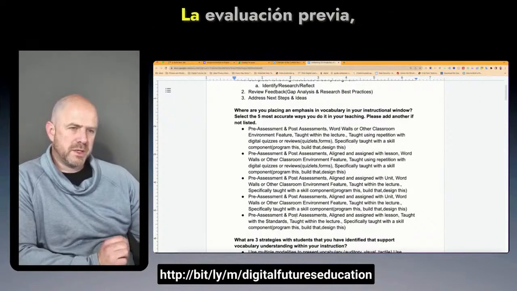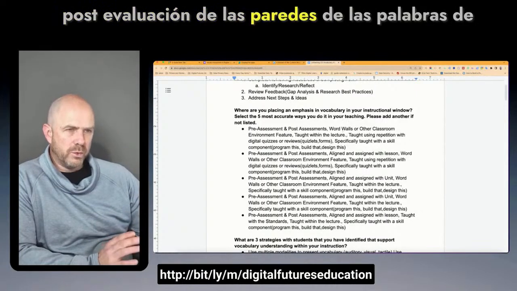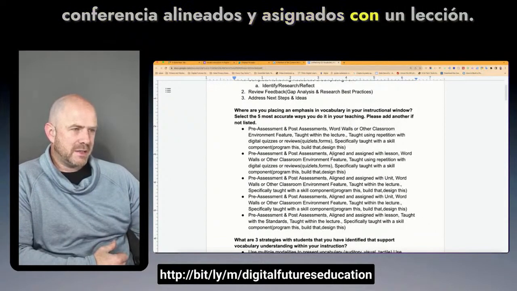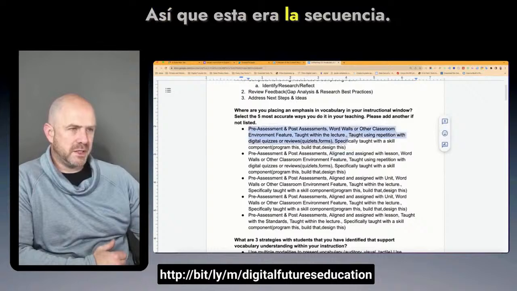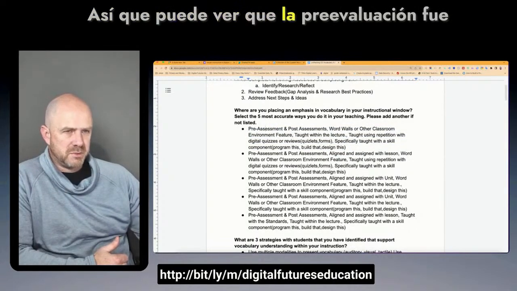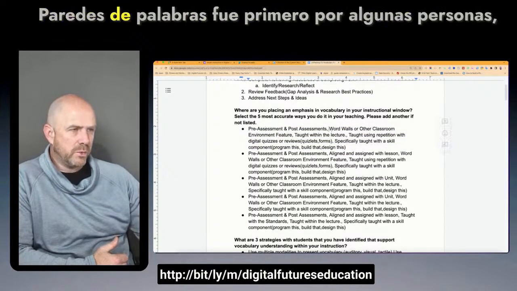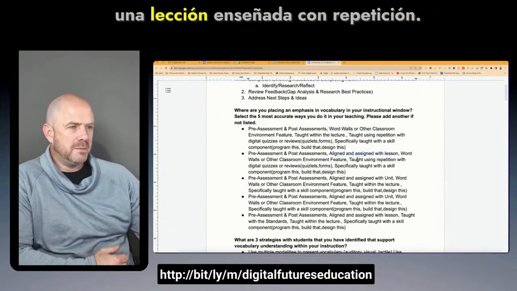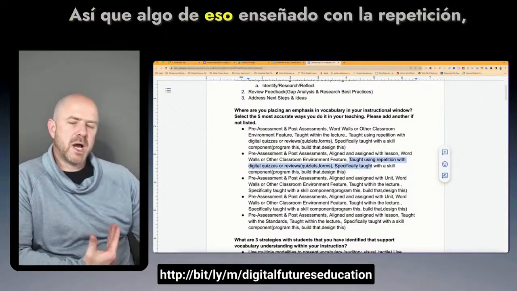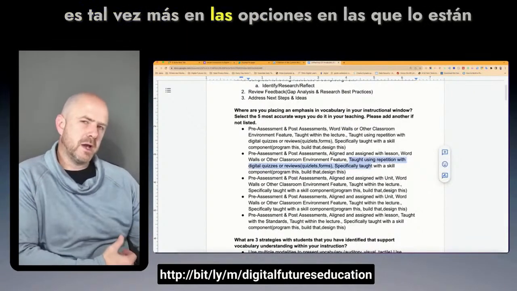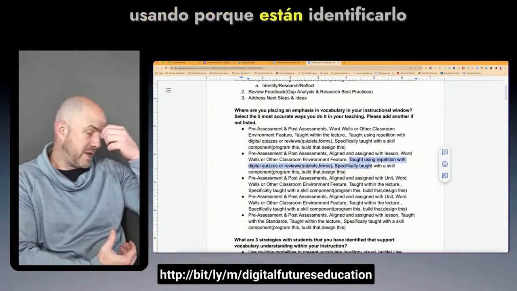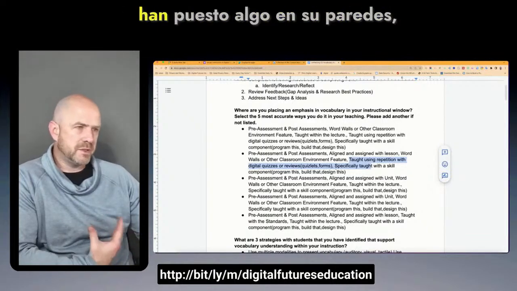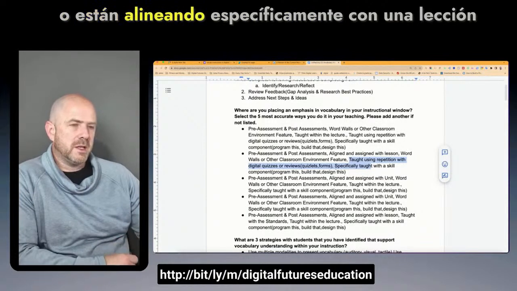Most people chose the pre-assessment, post-assessment, word walls, other classroom environments taught within the lecture, aligned and assigned with a lesson. So this was the sequence. So you can see the pre-assessment was by far the first option taken. Word walls was first by some people, but then also aligned and assigned with a lesson, taught with repetition. So some of that taught with repetition, of course, is maybe further back in the options in which they're using it because they are identifying and aligning it with other content, whether it's an assessment that they've done or they've put something up on their walls or they're specifically aligning it with a lesson.